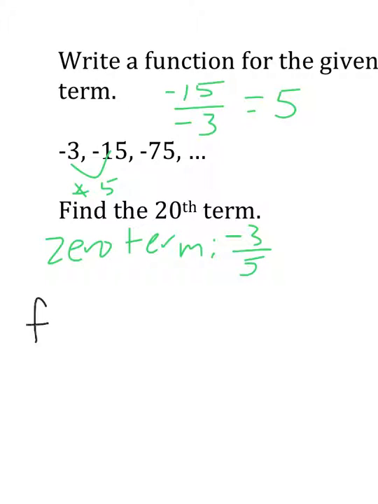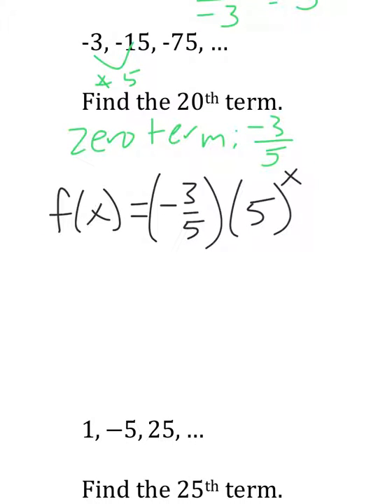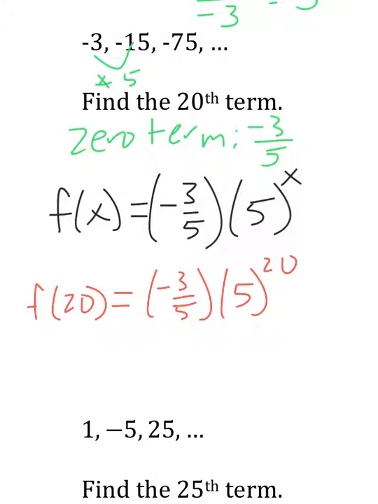Let's write our function then. f(x) is going to be equal to -3/5, I'm going to put this in parentheses, times 5 to the power of x. That's our function there. Now, if we want to find the 20th term, we can substitute in 20 where we see an x, so f(20) is equal to -3/5 times 5 to the 20th power.